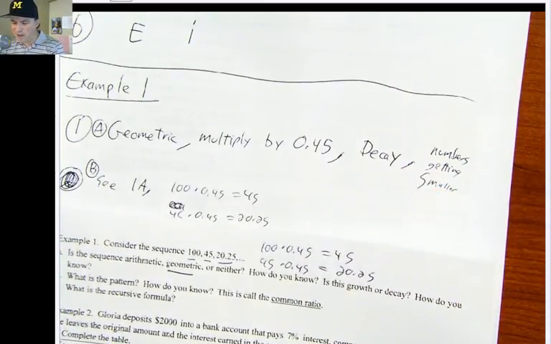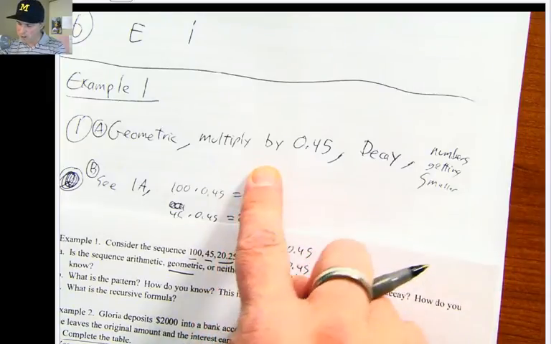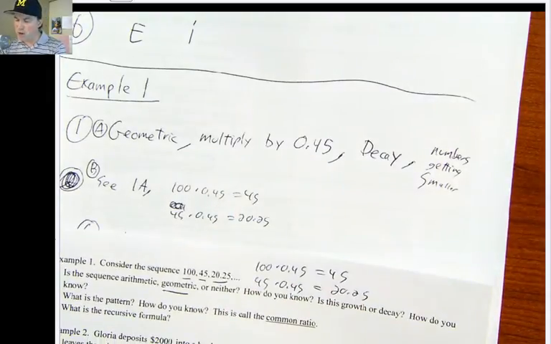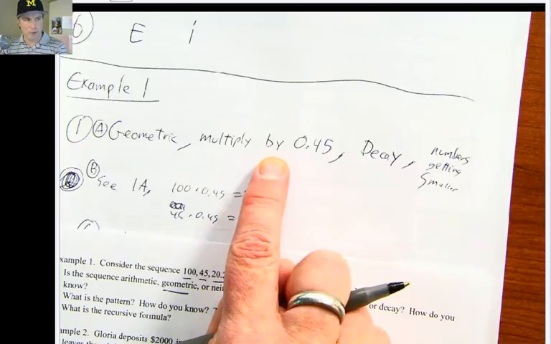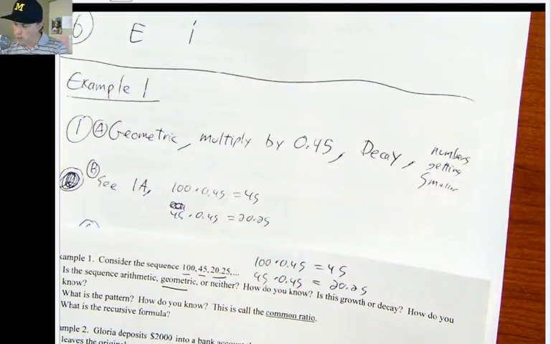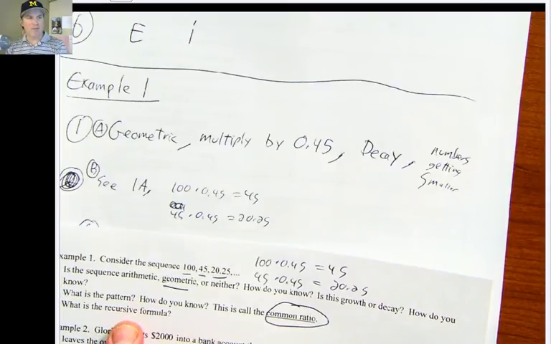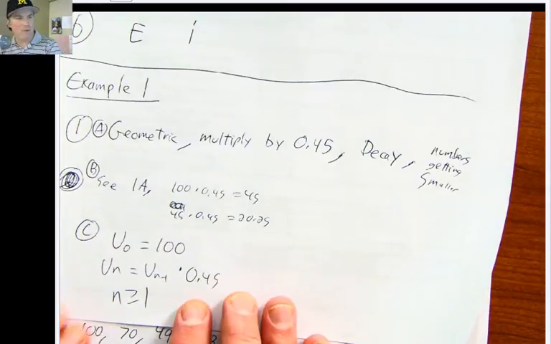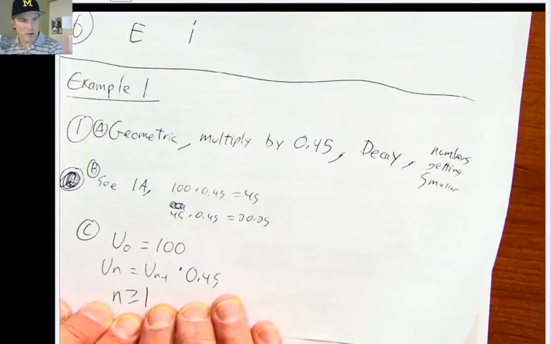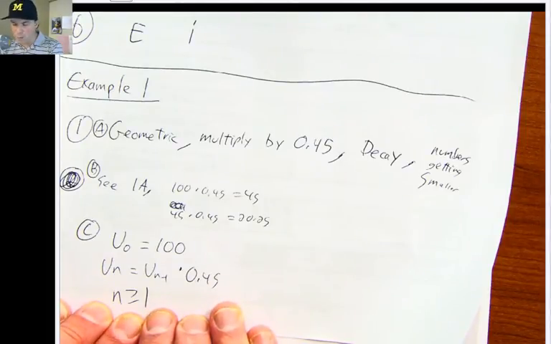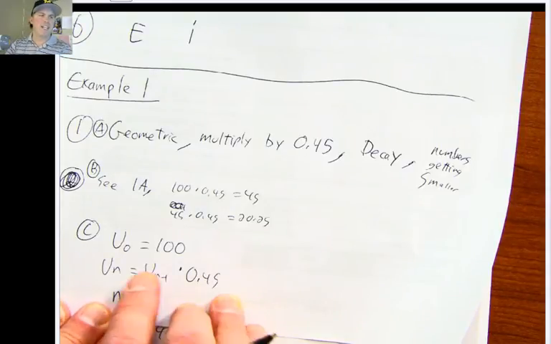Part B, what's the pattern? We already talked about the pattern when we did Part A, but it's important to note that whatever you multiply by to get from number to number to number is called the common ratio, not the multiplying thing. Common ratio. And then finally, the recursive formula. Well, we've done recursive formulas before. This one started with U0, which was 100. Then to get from number to number to number, they multiplied by 0.45, with n being greater than or equal to 1.